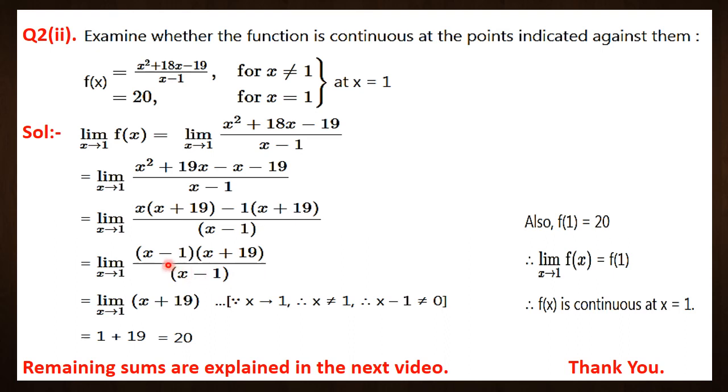And we can cancel this non-zero factor x minus 1. So limit x tends to 1, x plus 19, that is 1 plus 19 by directly substituting x is equal to 1, which is equal to 20. Also from the question we get f of 1, that is when x is equal to 1, the function is 20, which means f of 1 is 20. Here in both cases the limit x tends to 1, f of x and f of 1 values are equal. So we can say that the function is continuous at x is equal to 1.